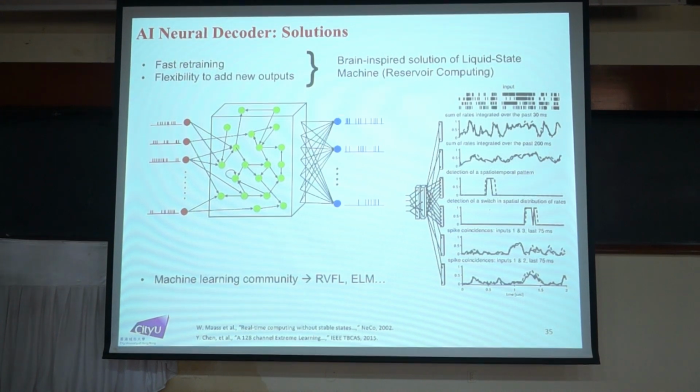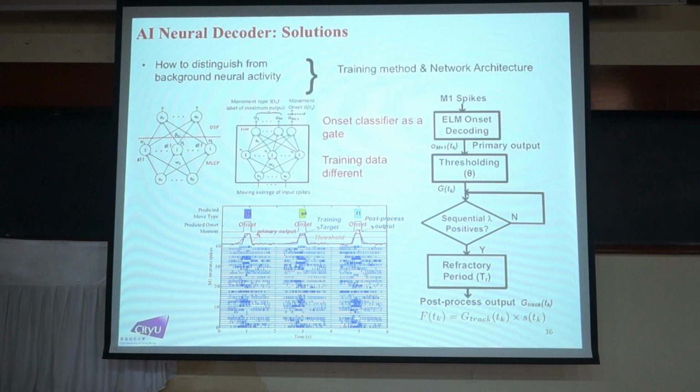From this output, you can actually train a second layer to decode whatever quantity you are interested in. Because you are only training one layer, the training becomes very simple. You can do very fast training, and you can add new outputs to this layer without changing the reservoir at all. So that's why we chose this kind of architecture.